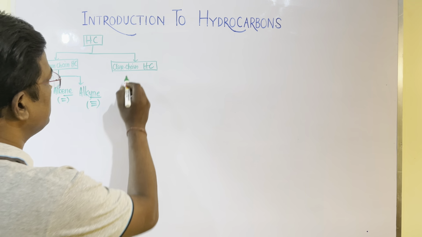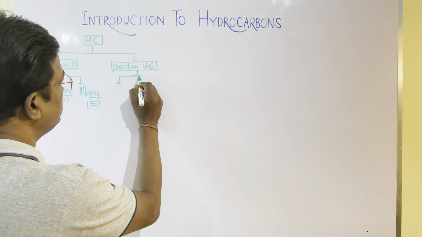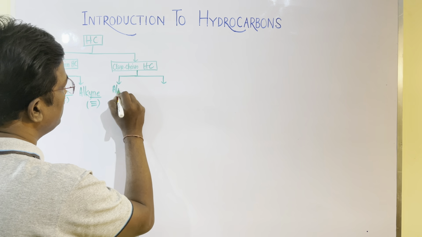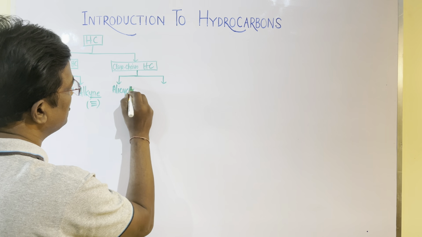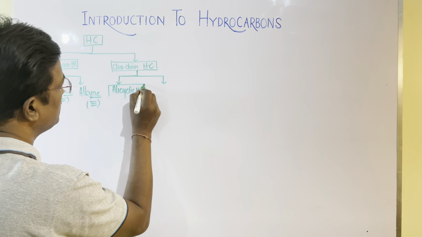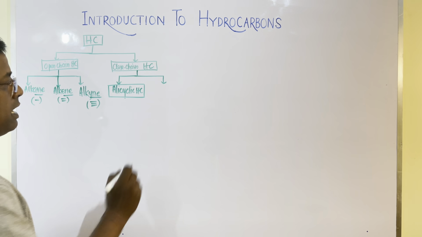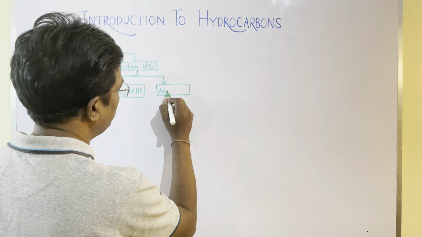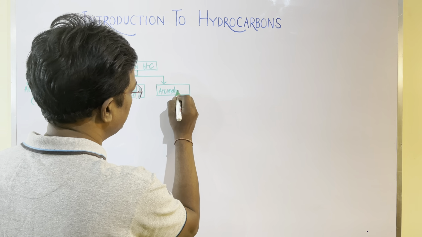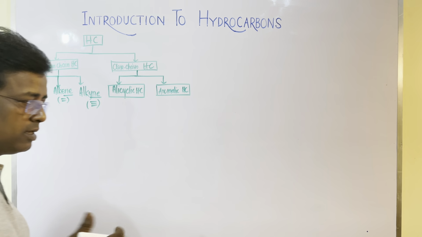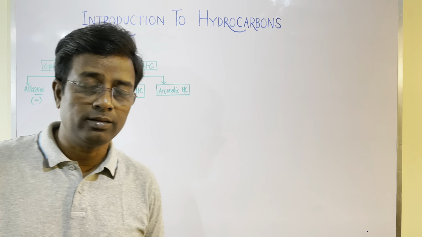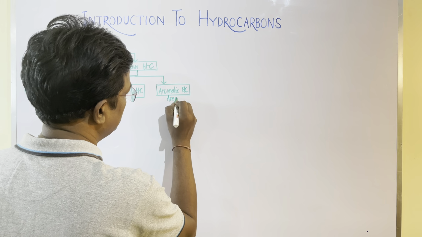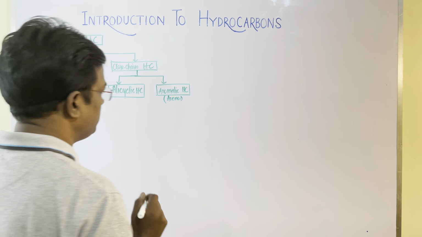Now hydrocarbons are also divided into two categories. They are alicyclic hydrocarbons and aromatic hydrocarbons. Aroma means smell, a very sweet smell. So aromatic hydrocarbons are the compounds which give a sweet smell, a fruit smell. Mainly these are arenes and one famous type is benzene.